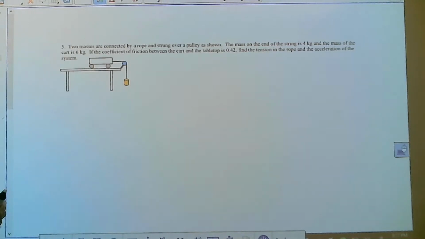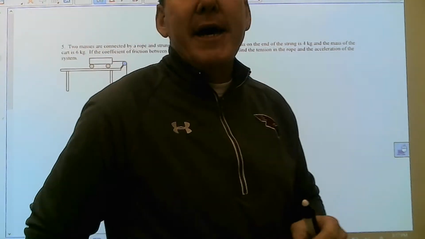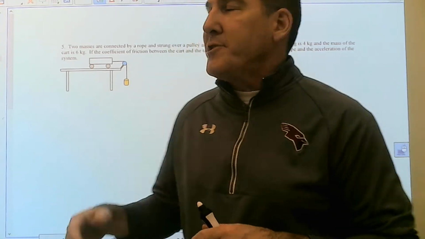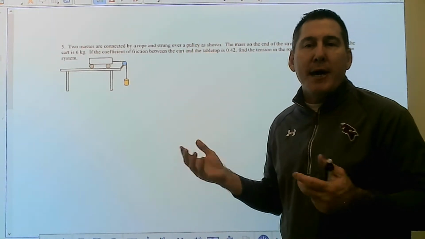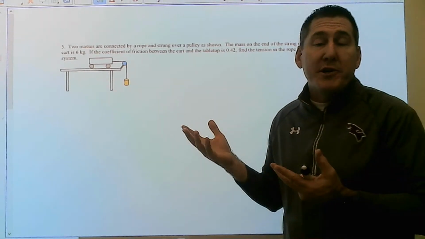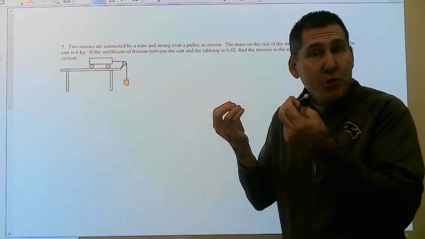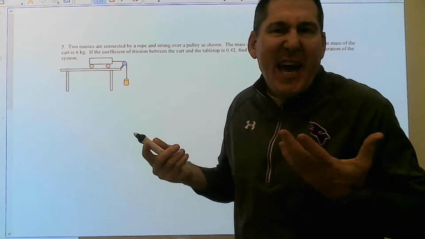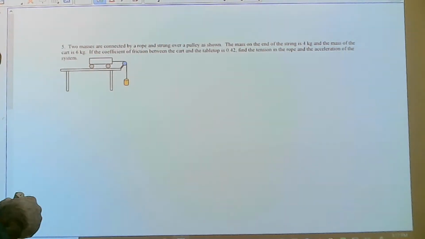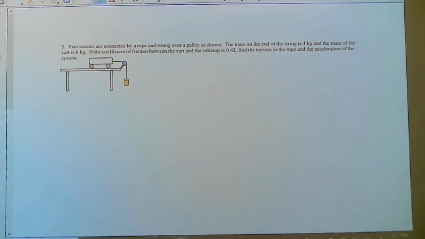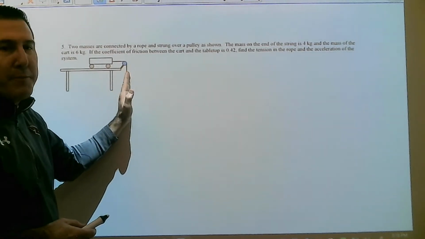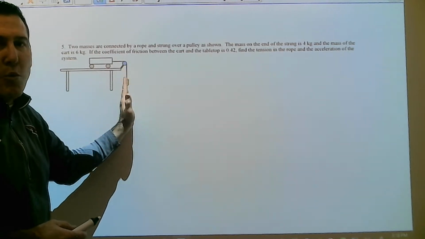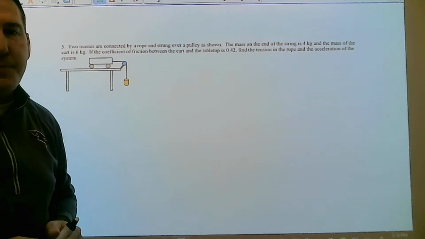On the next page, number 5 is very, very similar. There's one slight difference. This some teachers refer to as a tabletop problem. Some teachers still refer to it as an Atwood machine problem because you still have two masses connected by a string over a pulley. I think of it as an Atwood machine problem. The only thing that's really different is this one's going to move up and down. That one's going to move horizontally. So we have one moving in the y direction, one moving in the x direction.